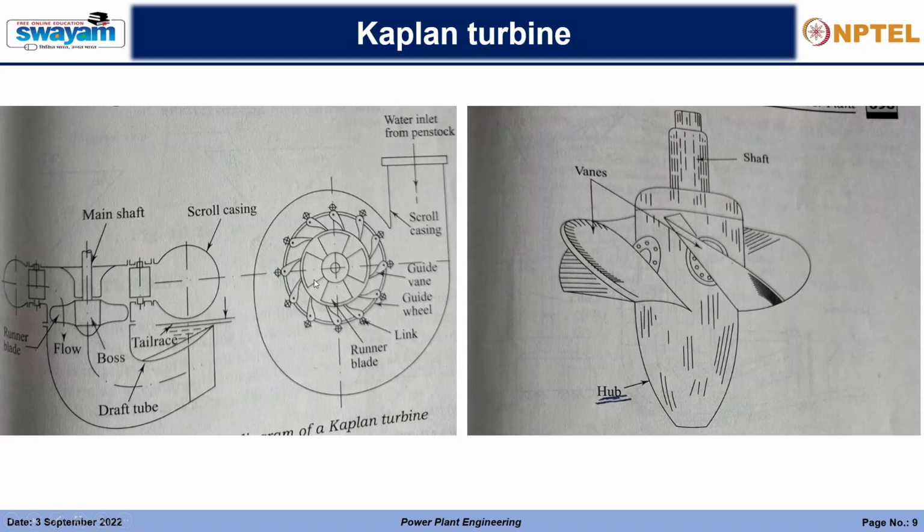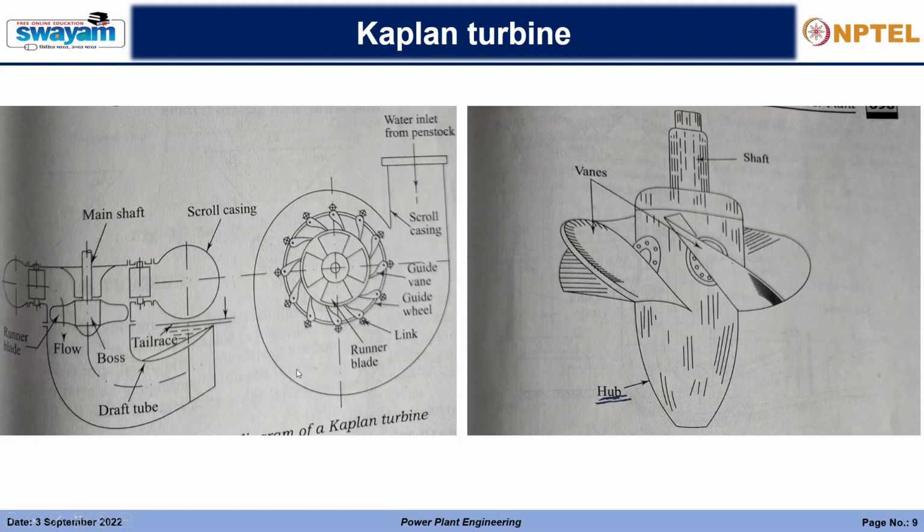Here, most of it is similar to the Francis turbine, but one thing is different: although the water enters radially, it enters the runner blades, which are attached to this runner that you can see here, in the axial direction. We'll also see a video for this, I'm just stating a few points before that. The flow is in axial direction, hence it is called an axial turbine.